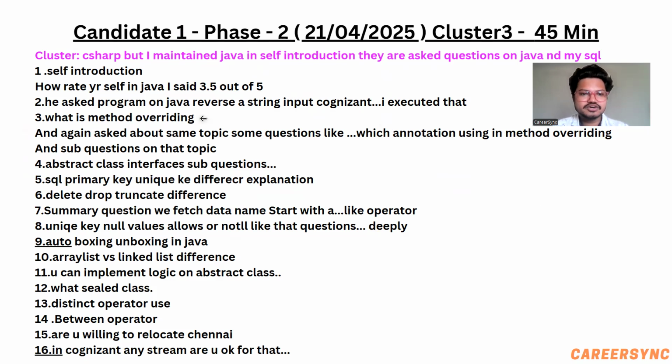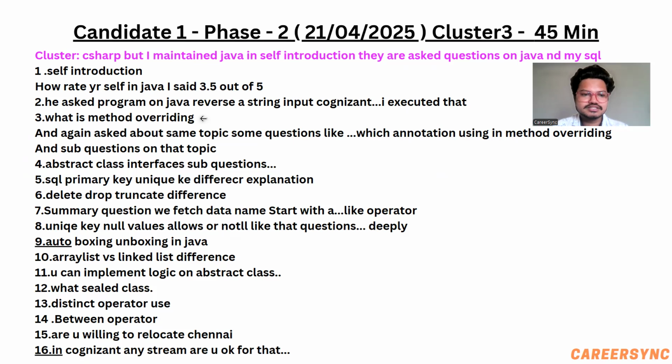Now, as you can see, the questions he was asked: introduce yourself. How would you rate yourself in Java? He said 3.5 out of 5. Then he was asked a Java program to reverse a string, input Cognizant, which I executed. What is method overloading? They also asked which annotation is used in method overloading, method overriding, and sub questions on that topic. So you have to prepare these questions very well.